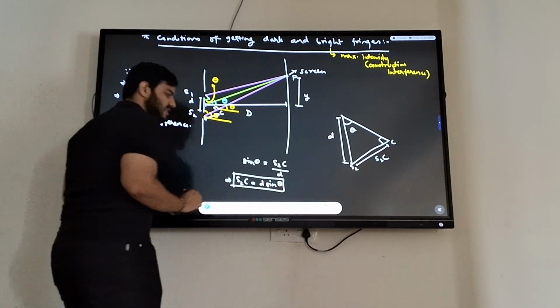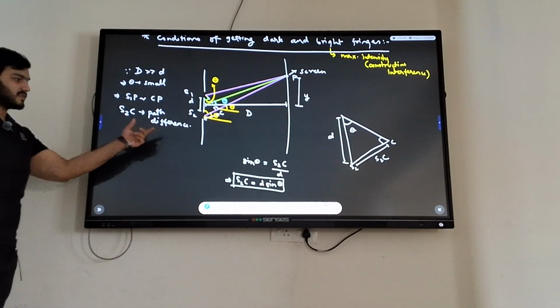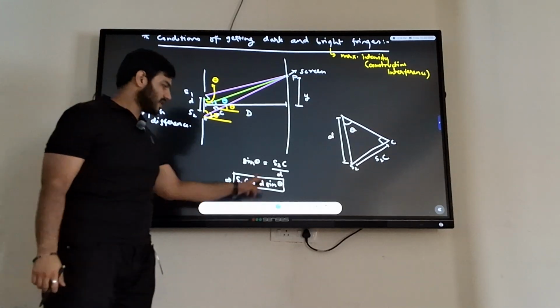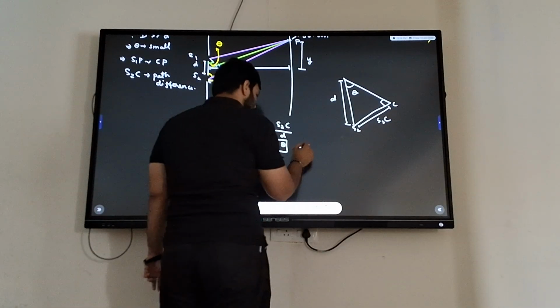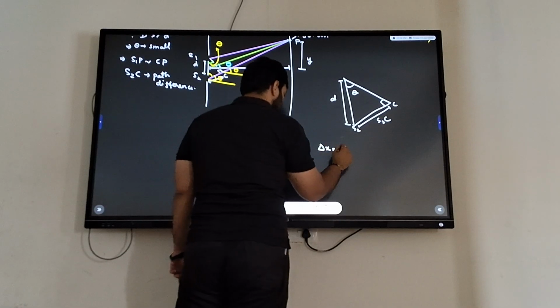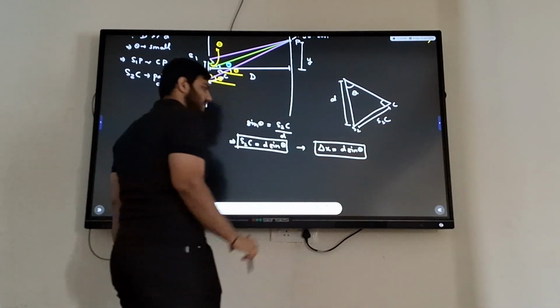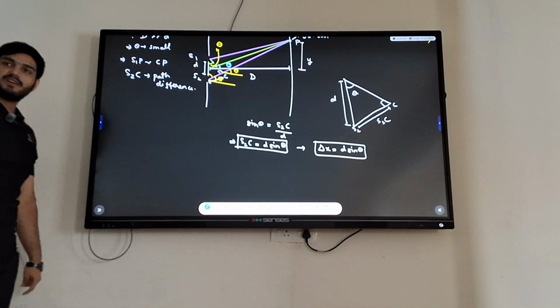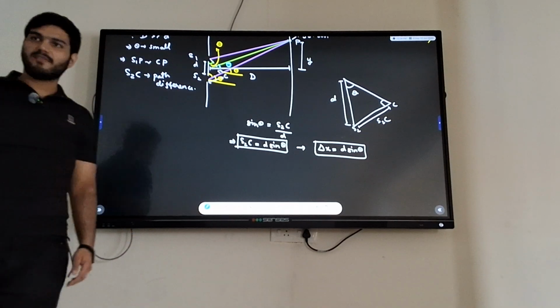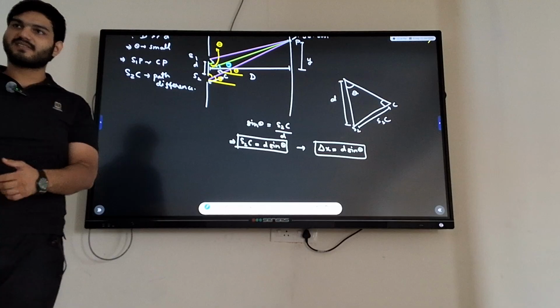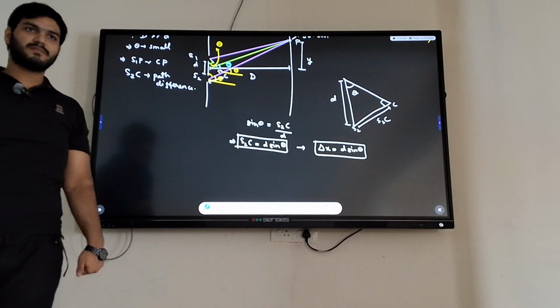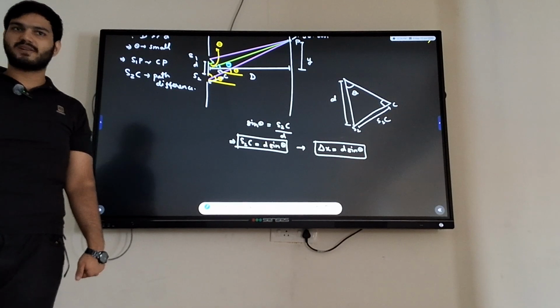And what was this S2C supposed to be? That's path difference. And now can you see, I will call this delta x. So delta x is equal to d sin theta in YDSE. Now there are different delta x for constructive and destructive interference. Yes or no? Path difference is different.